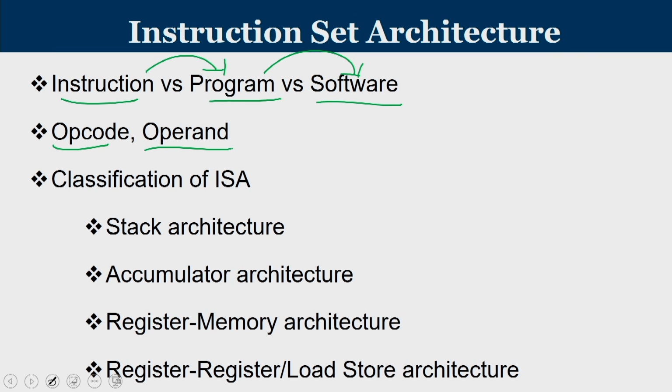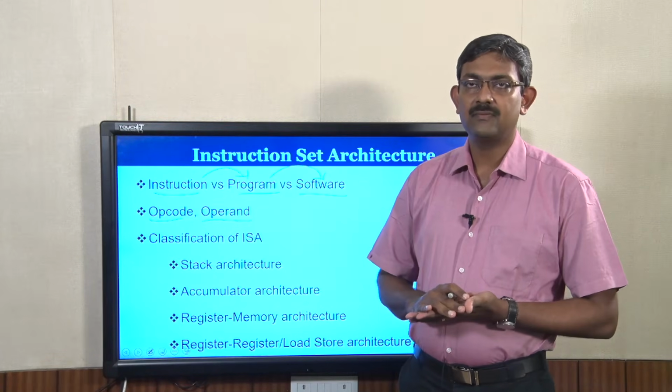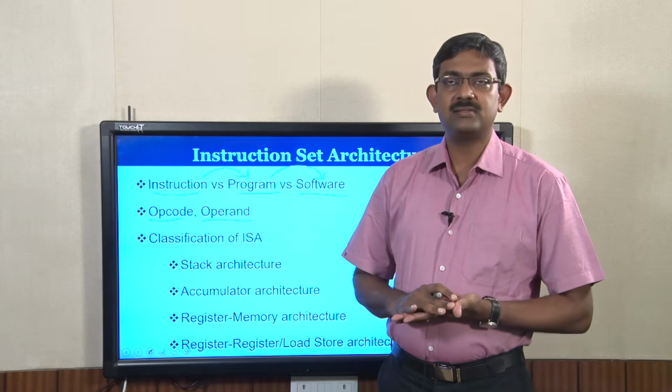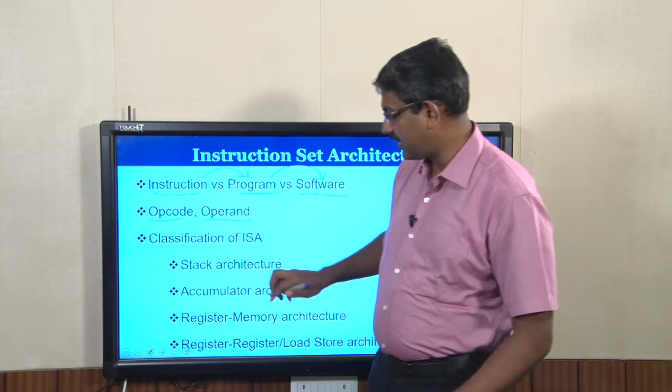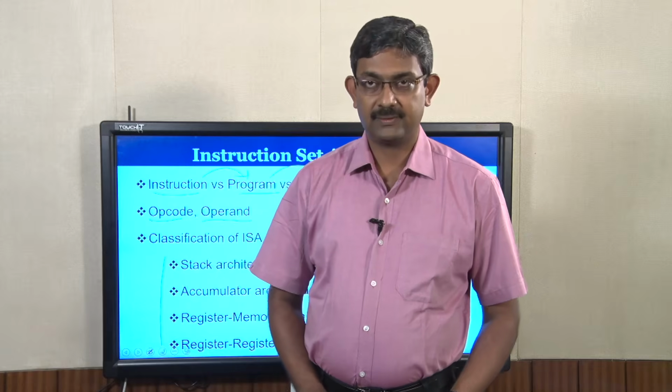There is opcode and operand, like what we have mentioned. Opcode specifies what is to be done and operand specifies where it is to be done. And the set of all possible instructions that a processor can do is known as instruction set architecture. Based on where the operands are, instruction set architectures are classified into 4: stack architecture, accumulator architecture, register memory architecture, and register architecture. Register architecture is also known as load store architecture.